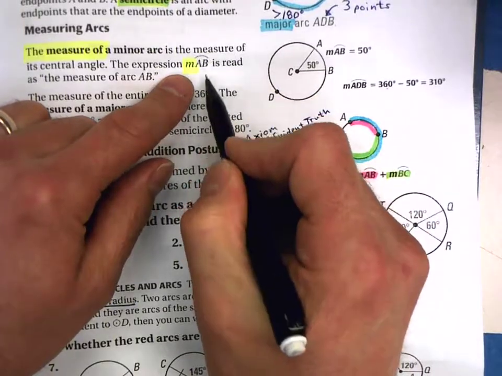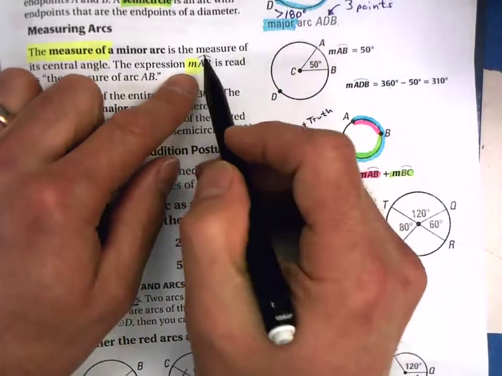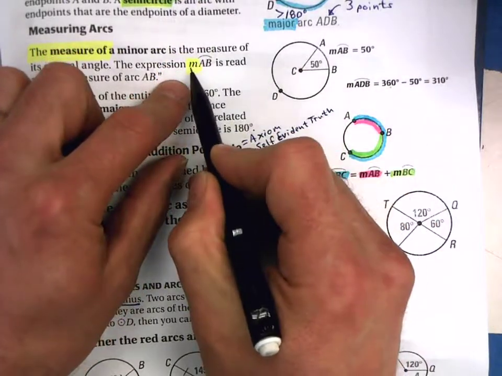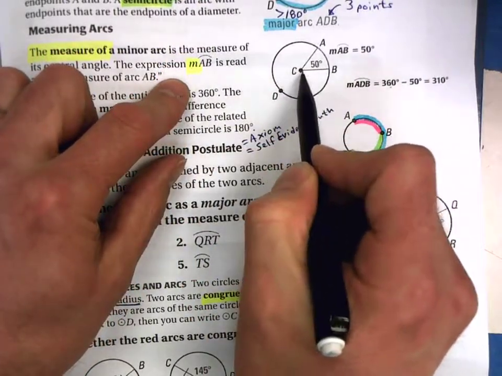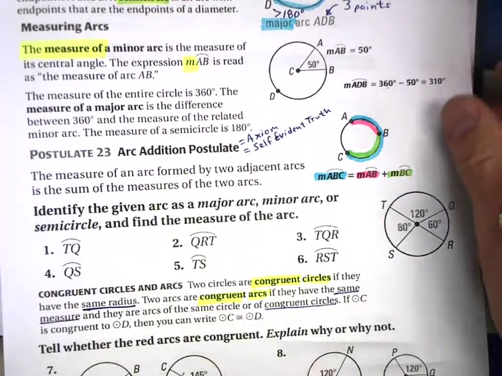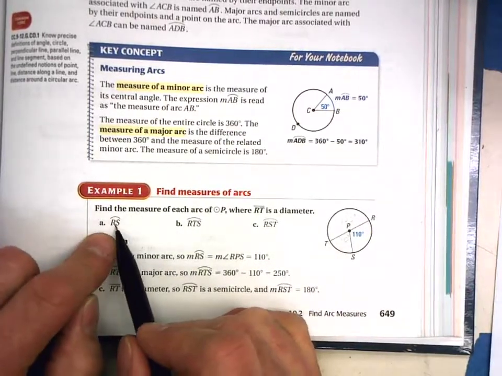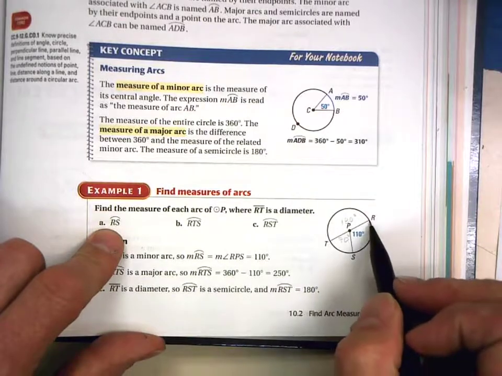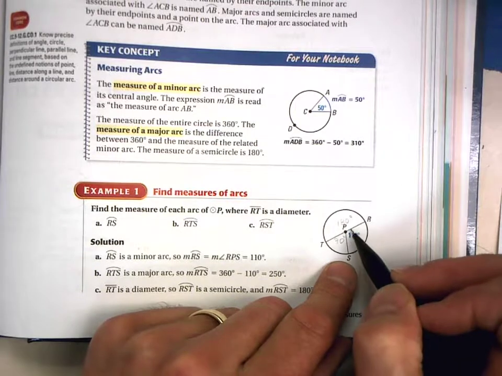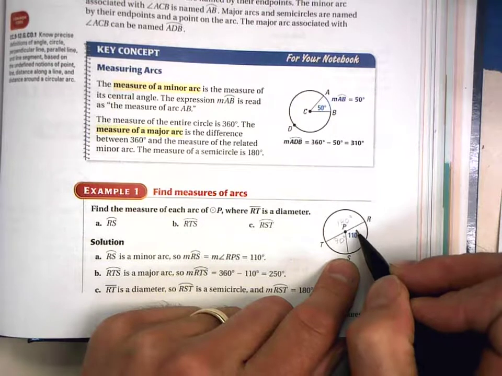So this arc on top tells us that the lowercase italics m is referring not to the distance, the length of arc AB, but the measure of the central angle. And the measure of the central angle is the measure of the arc. So back to here. We want to know the measure of arc RS. Well, you go to the central angle that creates this arc, and it is 110 degrees.